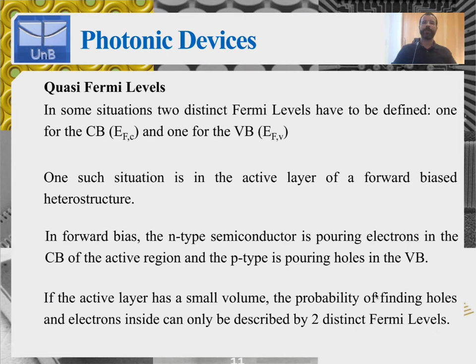Again, this is because you have, in the same material, in the same region of space, lots of electrons in the conduction band and lots of holes in the valence band. If you have only one Fermi level, you could not have this. You would either have lots of electrons and few holes, or lots of holes and few electrons. These distinct Fermi levels that are defined in these exceptional situations in the same region of space are called the quasi-Fermi levels.